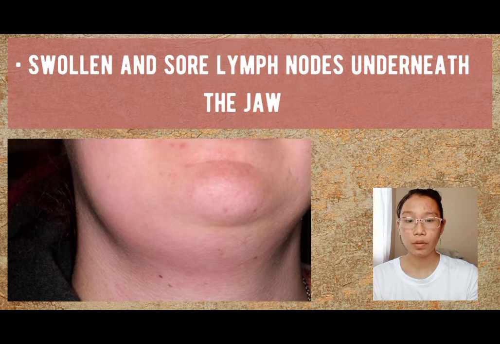Swollen and sore lymph nodes underneath the jaw. Swollen lymph nodes, commonly known as swollen glands, usually occur as a result of infection from bacteria and viruses. If you have swollen lymph nodes in addition to gum inflammation or pain, it is possible that you're experiencing a wisdom tooth infection. To treat the infection of the wisdom tooth, take antibiotics, and removing an infected wisdom tooth will often relieve the pain and swelling of the glands.